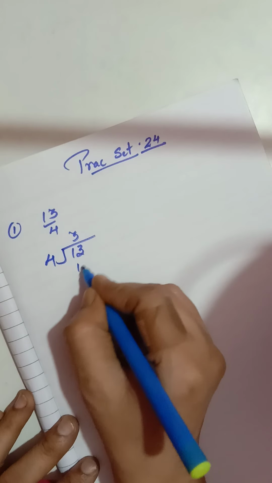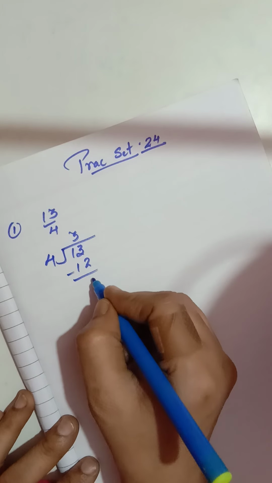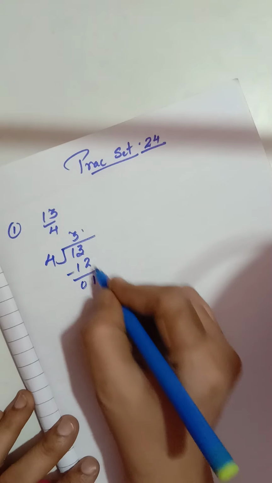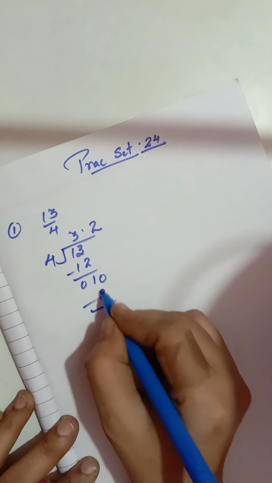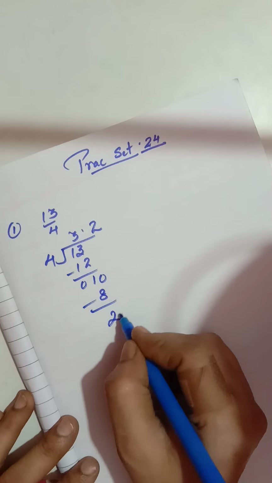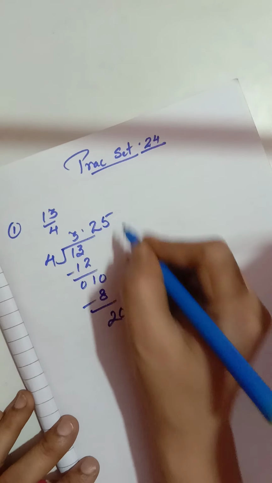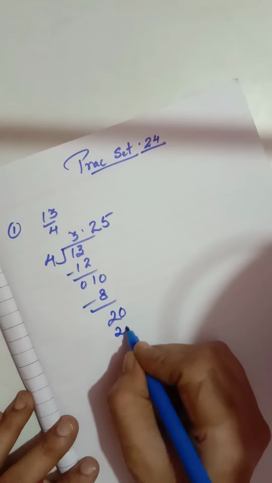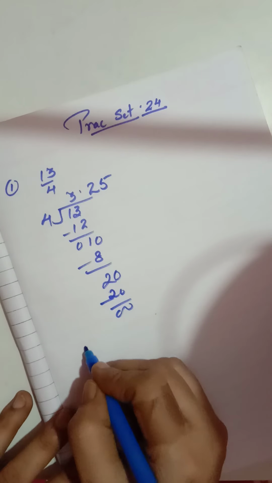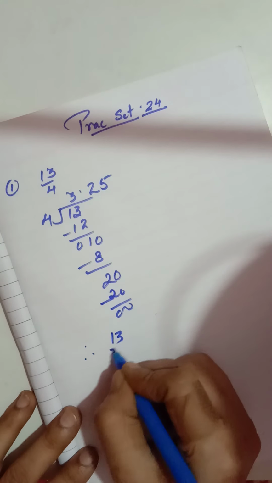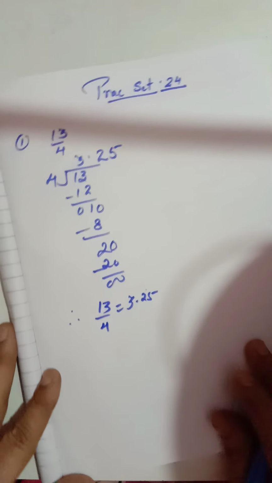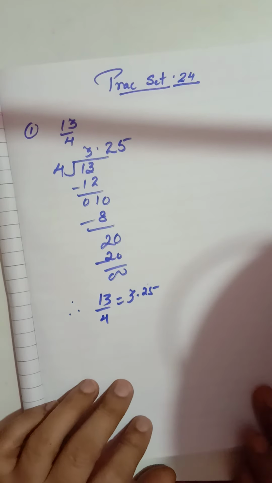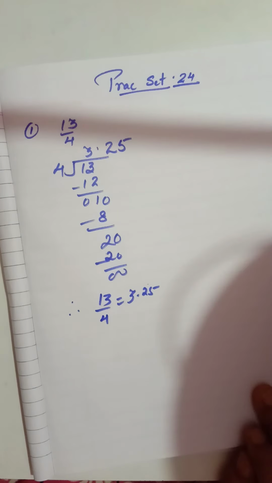4 3s are 12. 3 minus 2, that is 1, 0, 0.0. 4 2s are 8. 10 minus 8 is 2, 0. 4 5s are 20. Okay, 4 5s are 20. Therefore, see, children, 13 upon 4 is equal to 3.25, right? So we have converted 13 upon 4 into decimal form, that is 3.25.